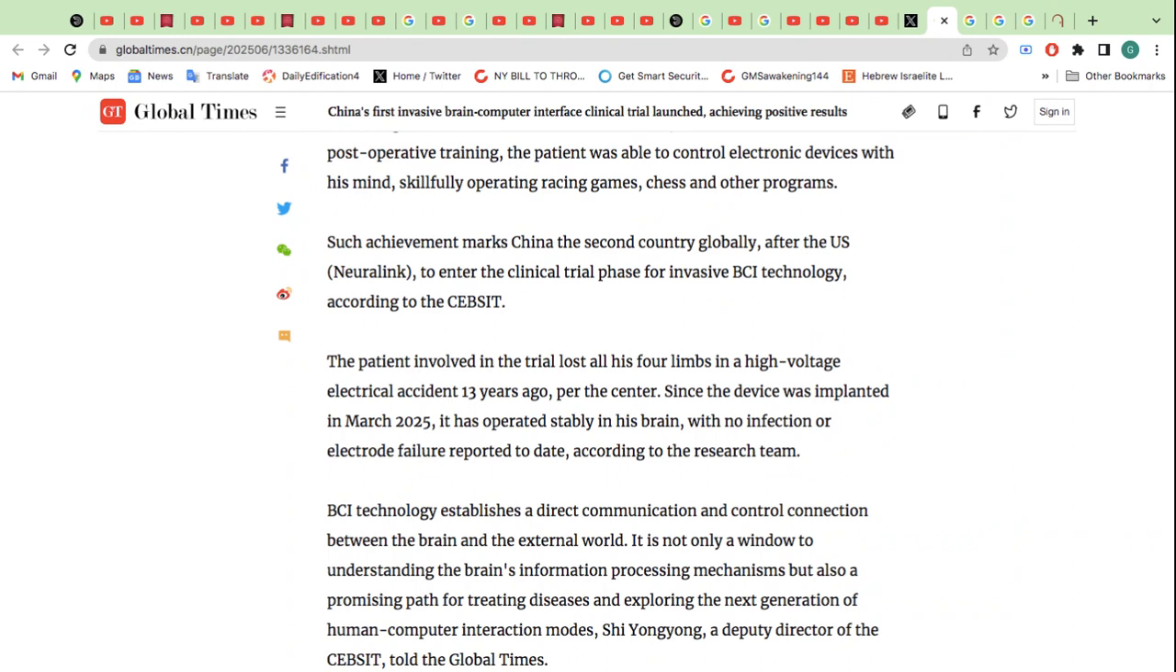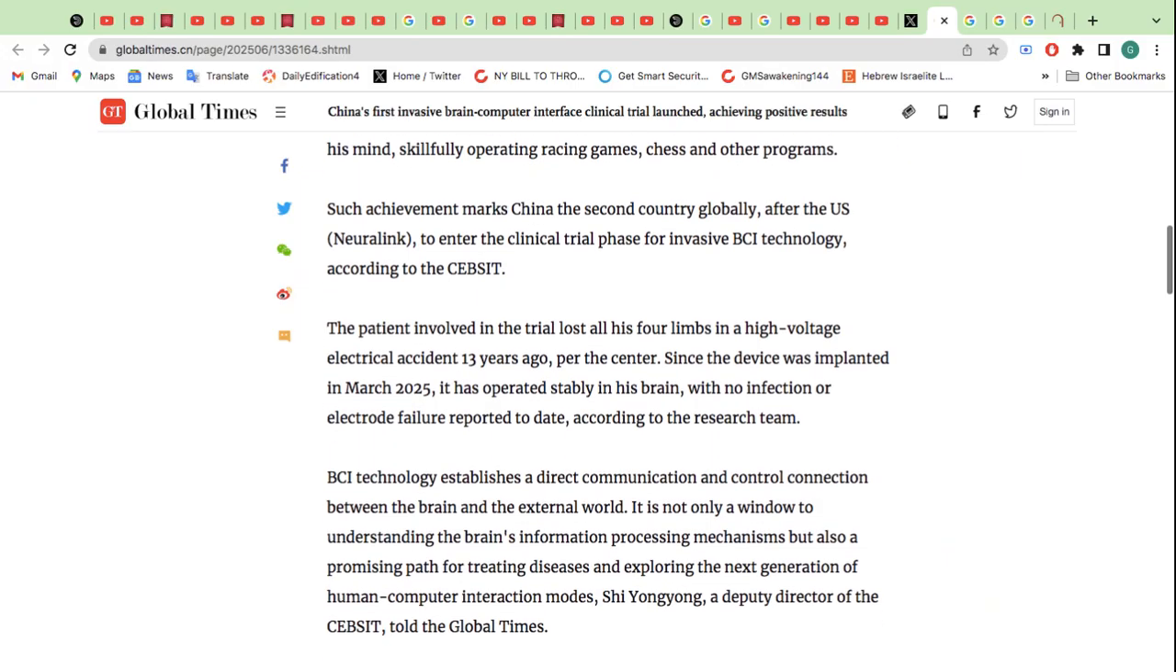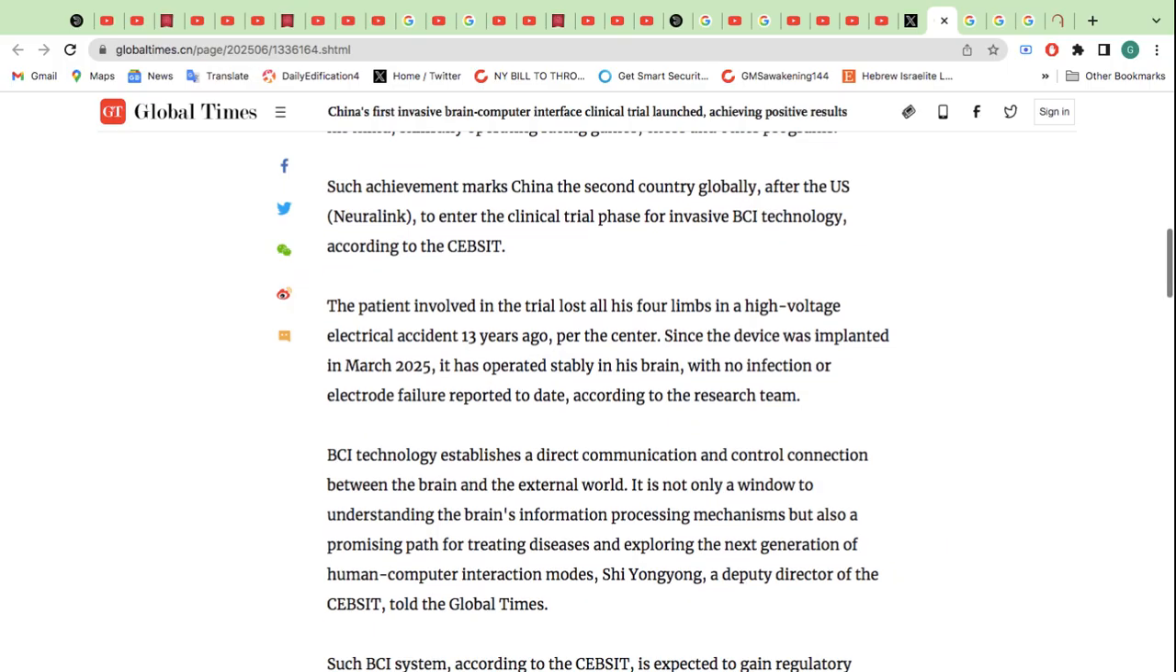That robotic type arm. The patient involved in the trial lost all his four limbs in a high voltage electrical accident 13 years ago. They've got to chuck the 13 in there, right? Per the center, since the device was implanted on March 25th, 2025, it has operated stably in his brain with no infection or electrode failure reported to date, according to the research team.